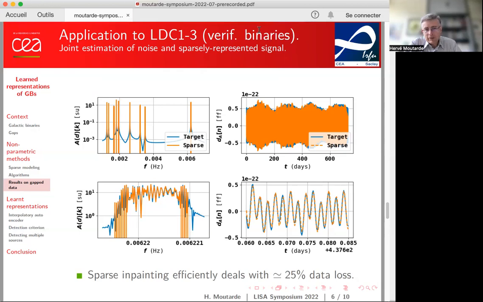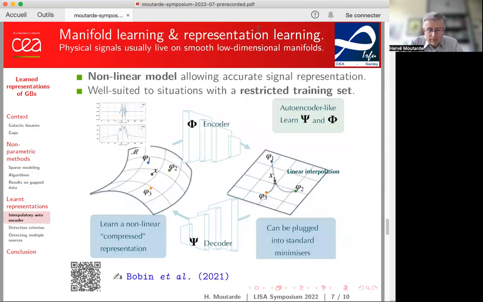However, we would have to improve our description of the waveform. For this, we will use a so-called interpolating autoencoder. It relies on the hypothesis that signals of physical interest usually live on a smooth, low-dimensional manifold. So not a vector space, but a manifold. There's some non-linearity on it, which allows for an accurate signal representation.